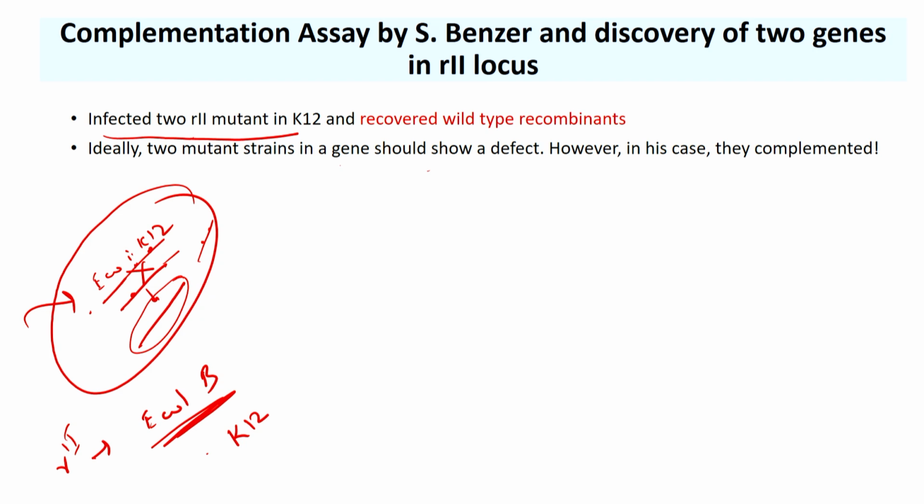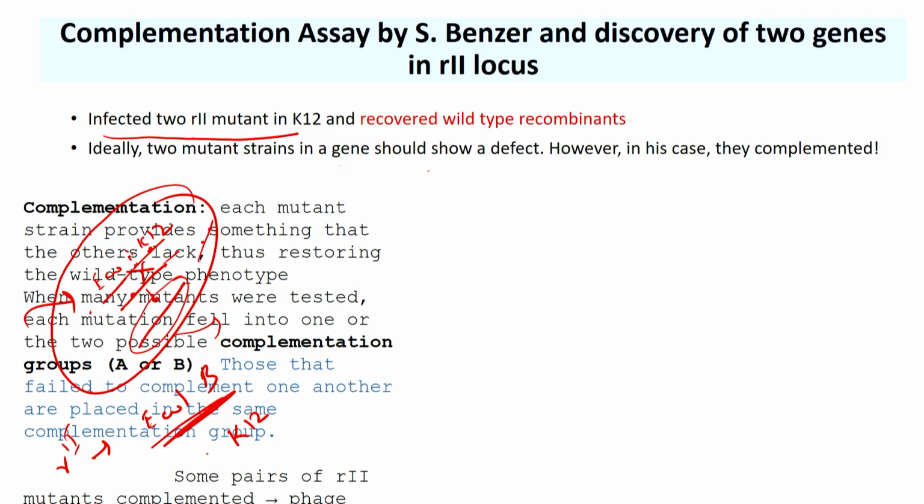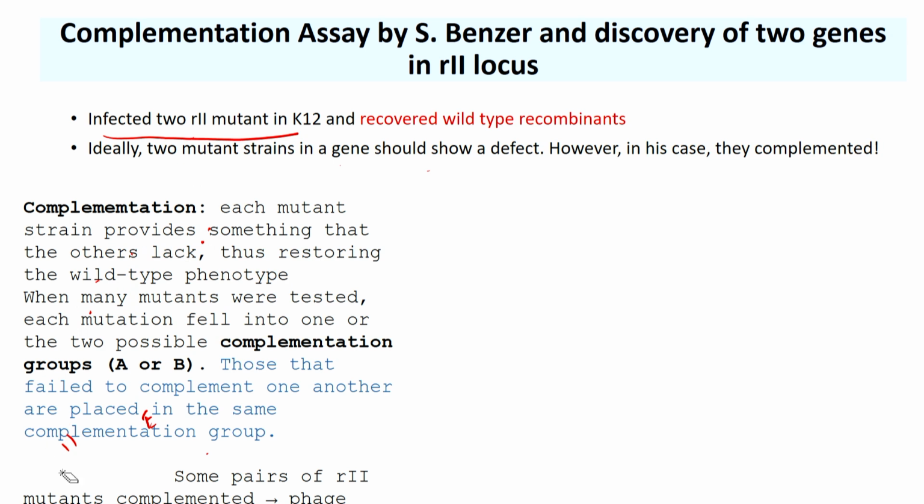So I hope you get the concept of what they are doing. They are using a K12 bacteria that cannot be infected by R2 mutants, but when R is normal, it can be infected. So you can only recover plaques if you have the recombinant where a wild type is generated, right. That is what he was studying, and he was recovering the recombinant using this strategy.